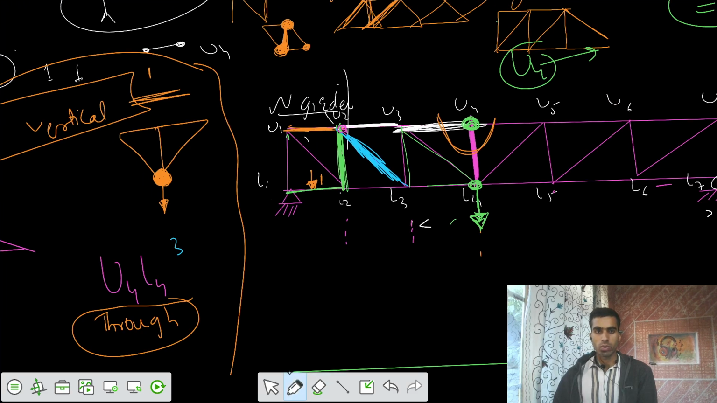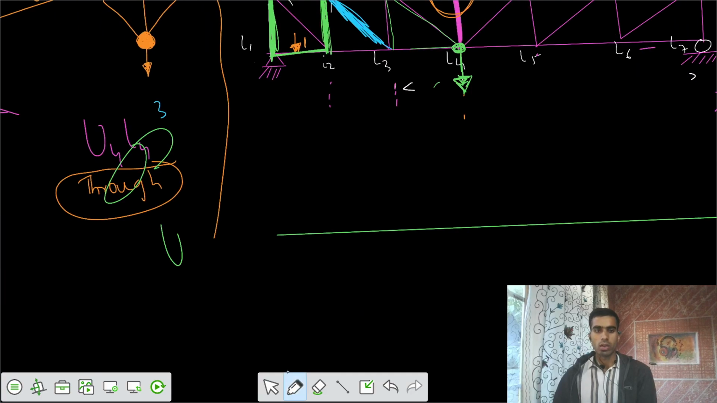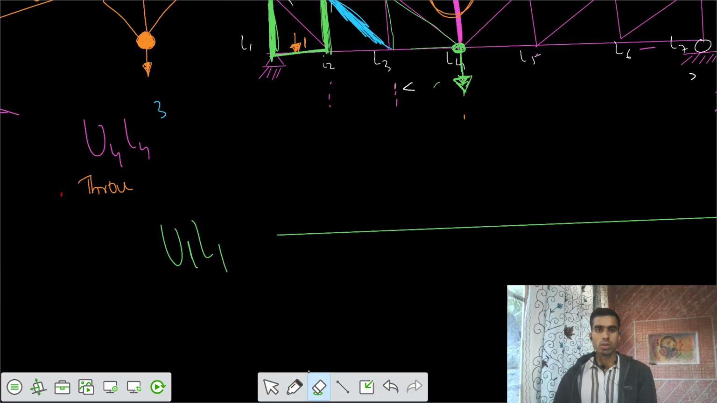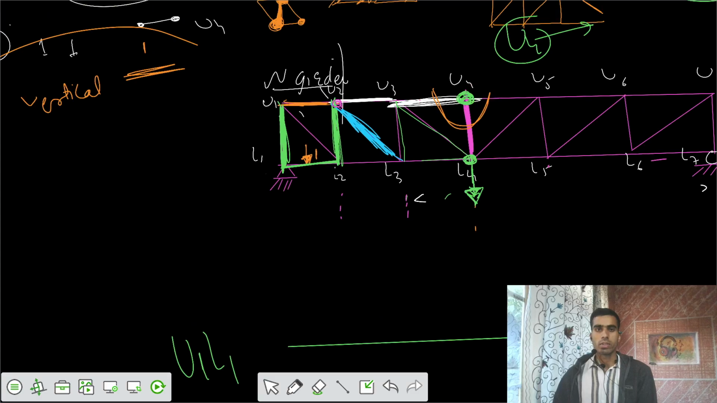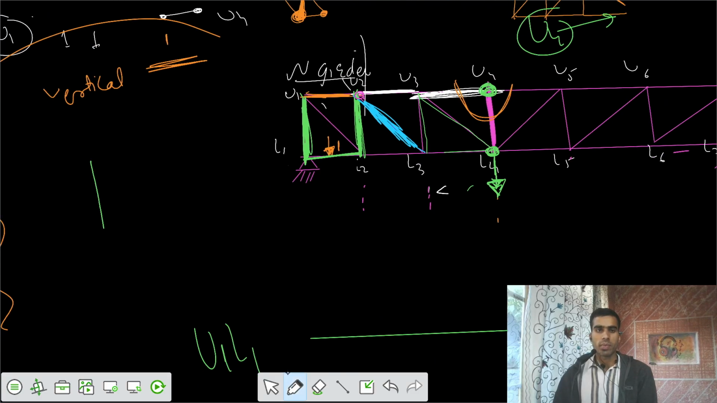Where is your L1, L2? This is not L1, L2. We have performed analysis of that. We have to take U1, L1, not that one. U1, L1, that's this one. Vertical members we have to take: U1, L1. So you have this member U1, L1. Then you take that triangle, U1, L1.